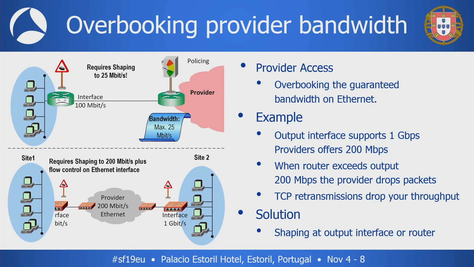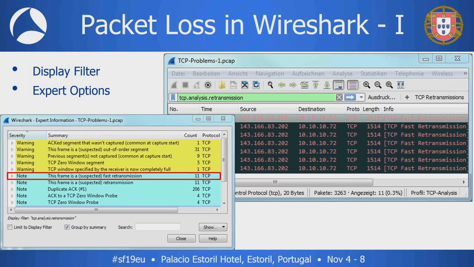Now, just before I start into my trace files, what does Wireshark tell us? Well, anytime a packet is lost, I hope that we'll get a retransmission. So this is one of my first ones. It's called TCP Problems 1. And if you wish, you can fire it up and look at it. And this is the expert information. Now, how many retransmissions are in the trace?